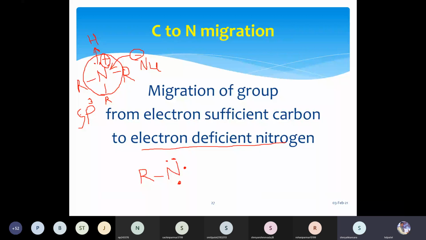Looking at the structure, Carbene? Is this a carbon? Carbene, sir. Nitrene. Okay, I am talking about the nitrene.